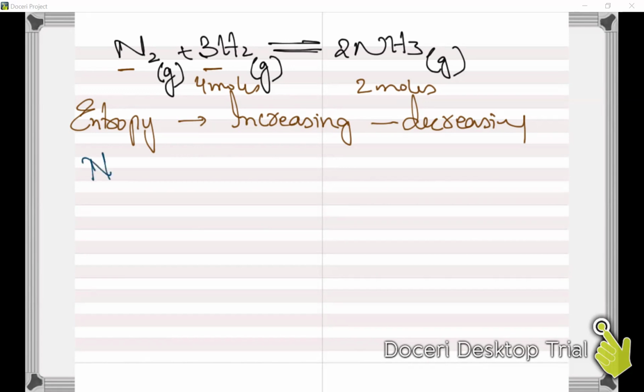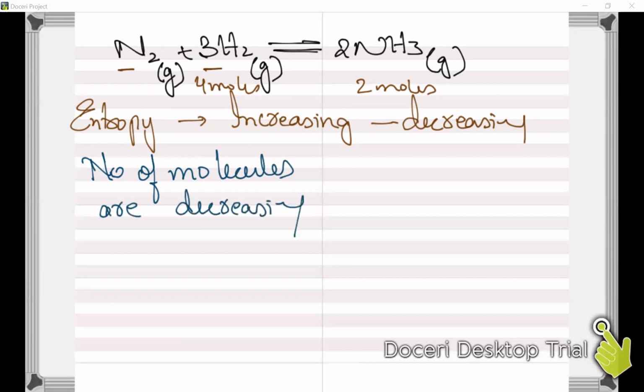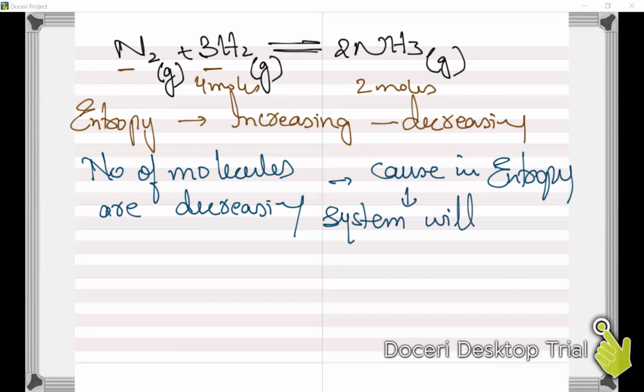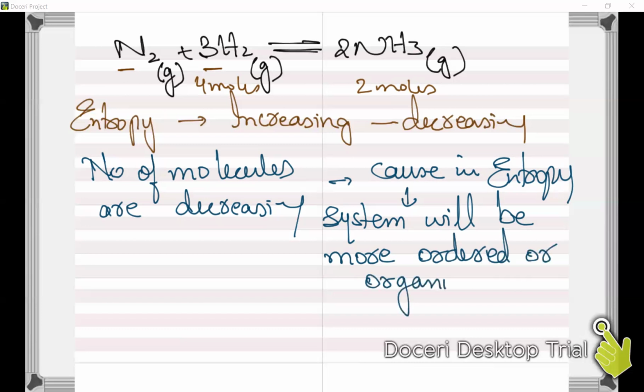When the moles decrease, the meaning is that the number of molecules is decreasing. Okay. So when the number of molecules is decreasing, automatically this will cause a decrease in entropy. And why is it a decrease in entropy? Because the system will become more ordered, because of the fewer number of molecules. The system will become more ordered or organized.